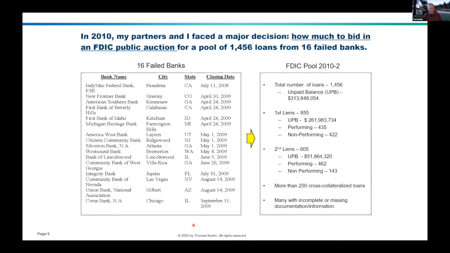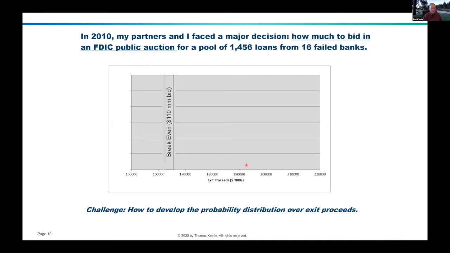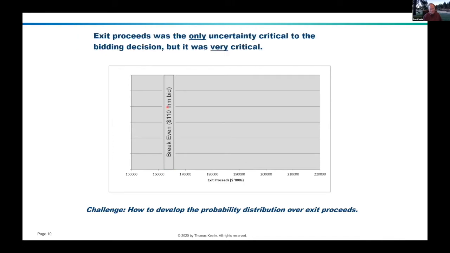The issue of the case here is how much did you bid on a pool of loans from 16 failed banks? This is all factual. You can see these banks that failed over here, and the 1,456 loans were just a whole bunch of cats and dogs. Some of them had missing documentation. Some of them were first lien, some of them were second lien, some of them were cross-collateralized. But in any case, the biggest uncertainty that would determine whether the investors could make money or not was how much we ended up bidding for the pool.